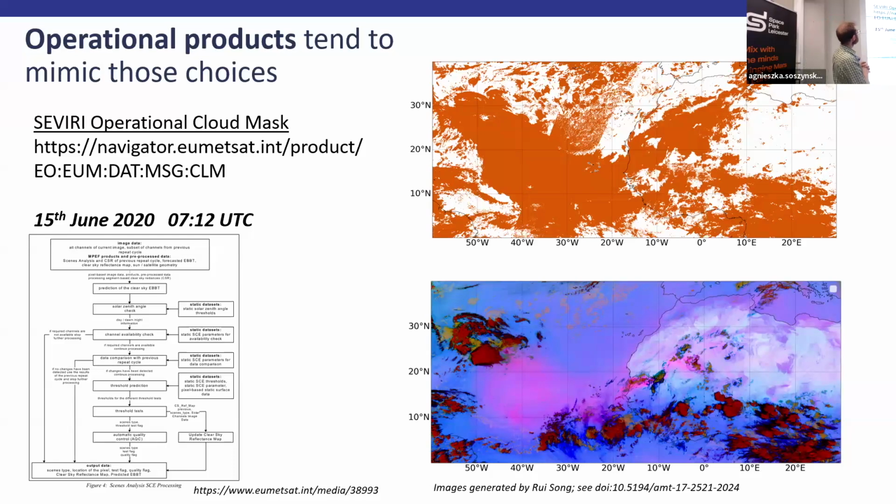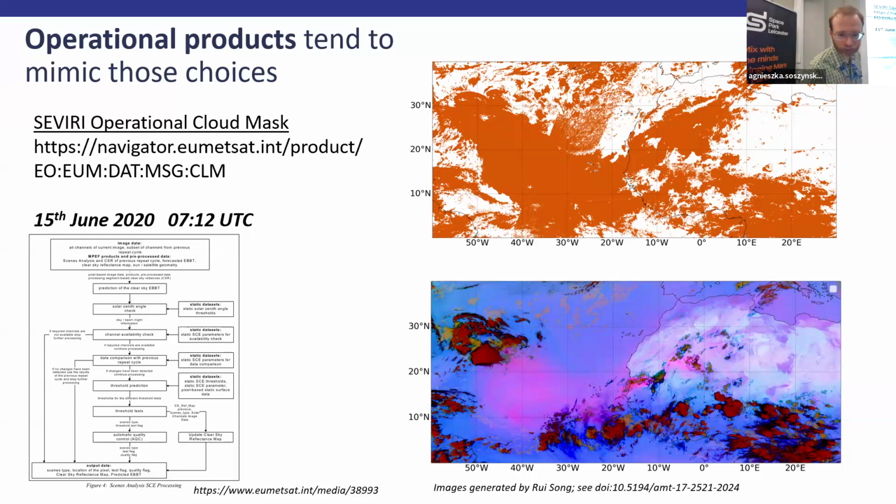So, EUMETSAT, within this Severi product, do make an operational cloud mask. There is a decision tree if you want to know how it works. I do not want you to read it now, but there's a link at the bottom. So here we have this type of dust RGB image. So we can see there's some convective cloud here forming near the equator, a more mid-level storm that's not necessarily deep convection out here in the middle of the Atlantic, but then there is a nice, lovely plume of dust coming across our image as a whole.